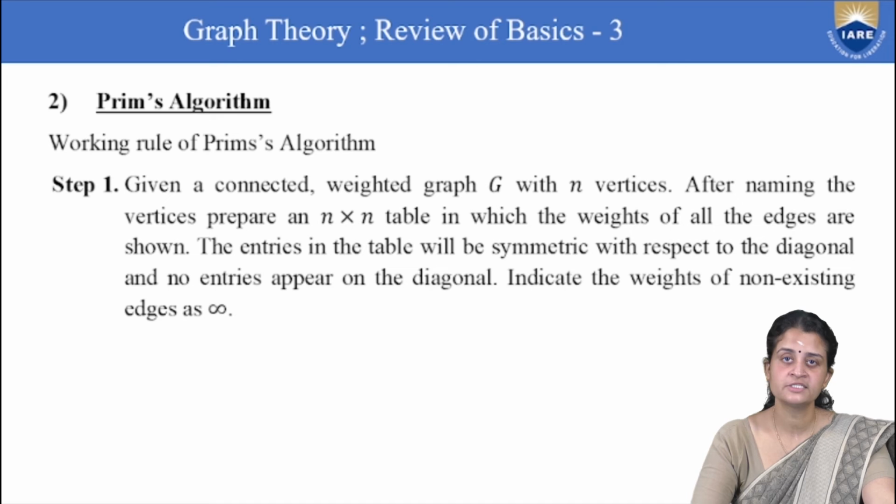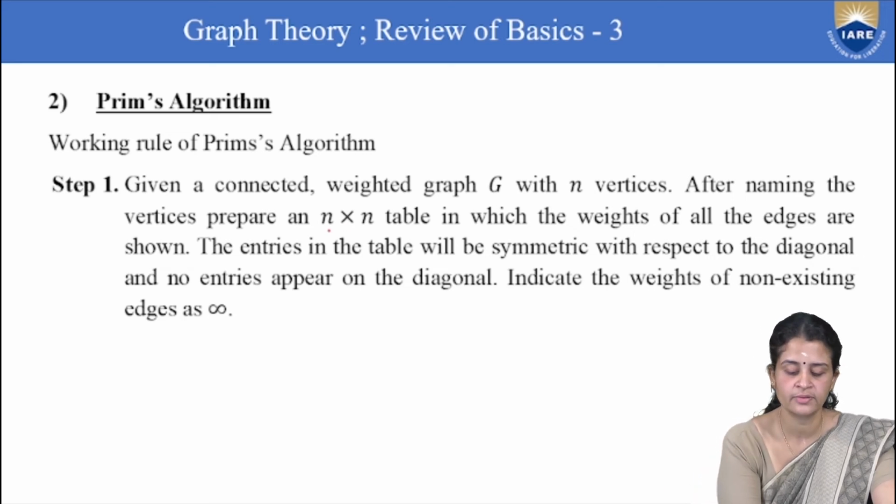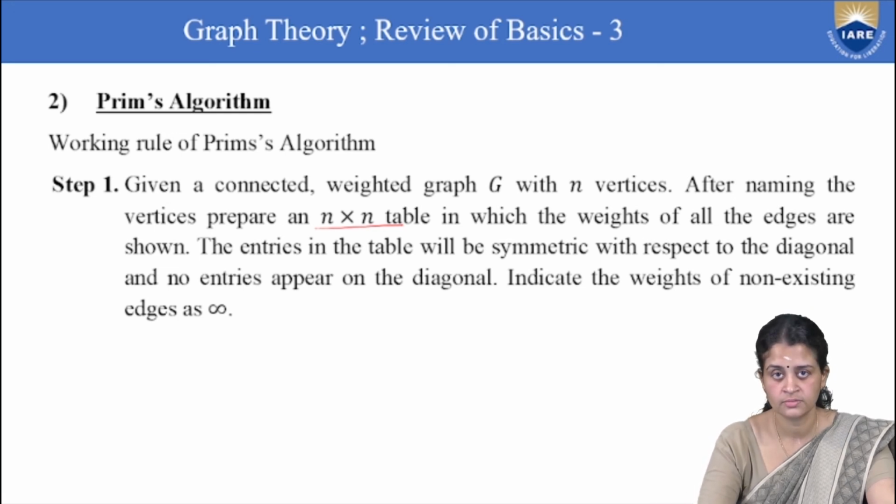Now we are going to the next algorithm, Prim's algorithm. Given a connected graph G with n vertices, first we have to name all the n vertices. Then we form an n by n table in which the weights of all the edges are shown. Entries in the table will be symmetric with respect to the diagonal, and no entries will appear on the diagonal. Indicate the weights of non-existing edges as infinity.